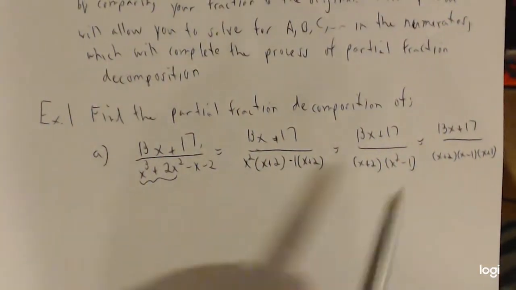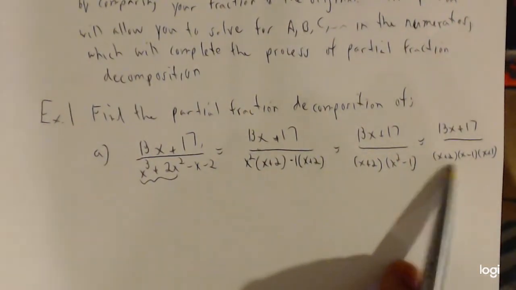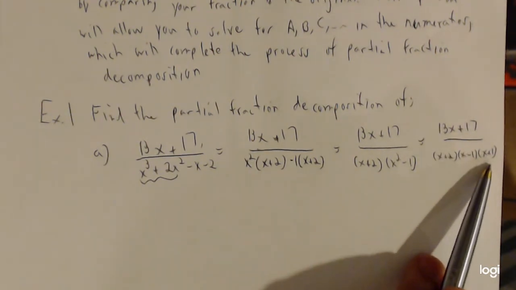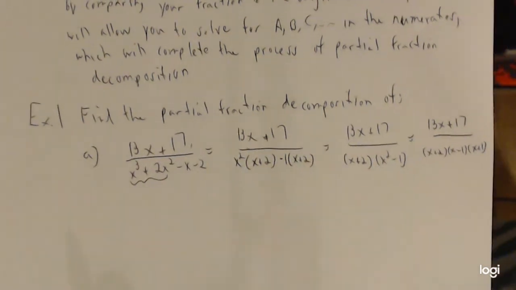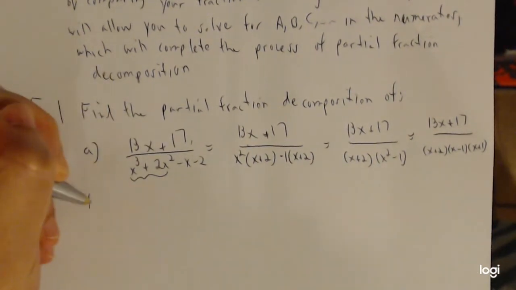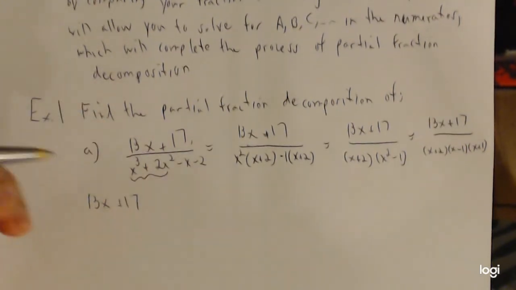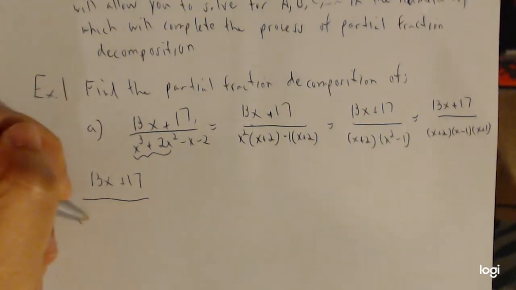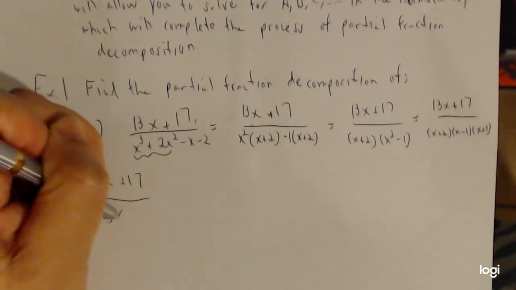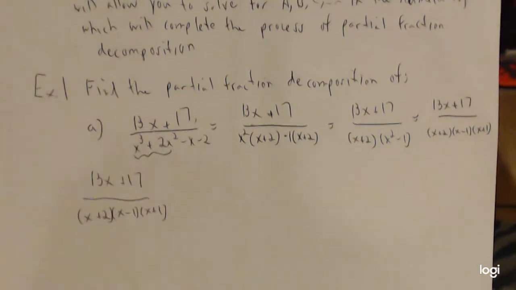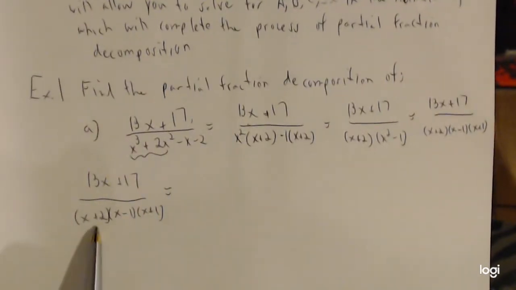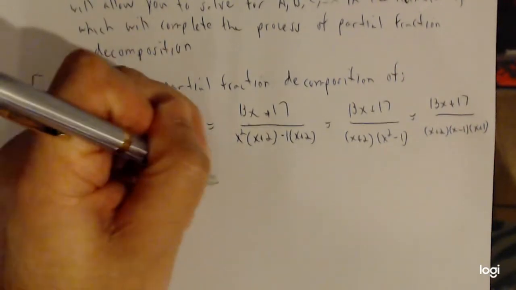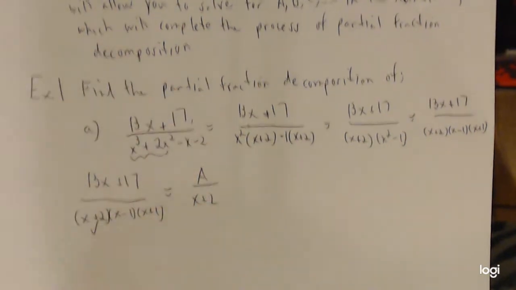So what do you notice? Our denominator has 3 factors, and all 3 factors are what? They're all linear. And what do you notice about each one of them? They're all also non-repeating because I have 1 of each. So based on this information, we know that 13x plus 17 over x plus 2 times x minus 1 times x plus 1, what does that factor to? Remember, this x plus 2 is linear non-repeating, so that will break up to A over x plus 2. So this guy is taken care of.